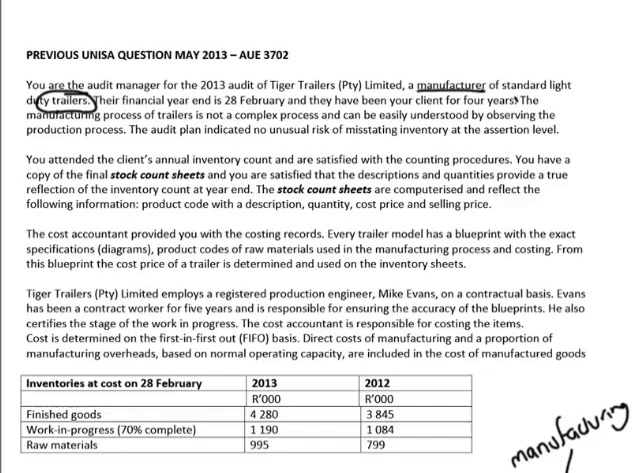Now, why are they telling us all this information? Firstly, the fact that they've been our client for 4 years, they manufacture trailers and it's not a complex process and it can be easily understood. We'll see that this information plays a role when it comes to part 2 of the required. We'll get to that a bit later, but just for a heads up, they're going to ask you about the experts and how you'll evaluate their work. So this type of information, we won't disregard it yet. We obviously need it in part 2 and we'll come back to it later on. It says the audit plan indicated no unusual risk of misstating inventory at the assertion level.